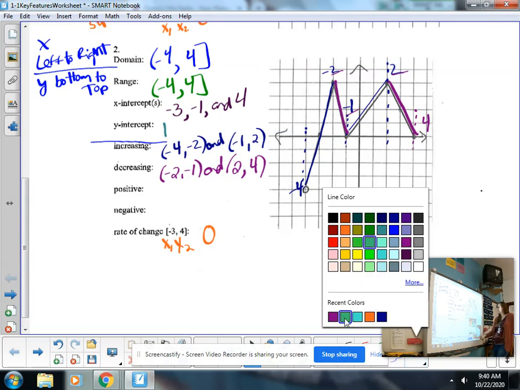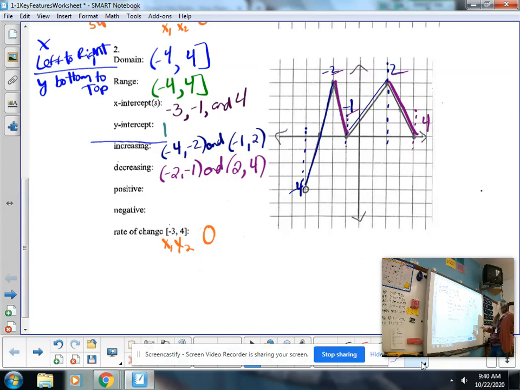Positive is where your graph is above the x-axis. So this entire section here is above the x-axis. You may need to split this up because at this x value of -1, it's not technically above the x-axis, so we could split this up. We're starting at this x value, 1, 2, -3, and I'm going to do a break there. So I'm positive from -3 to -1, and I'm also positive from -1 all the way over here to 4.